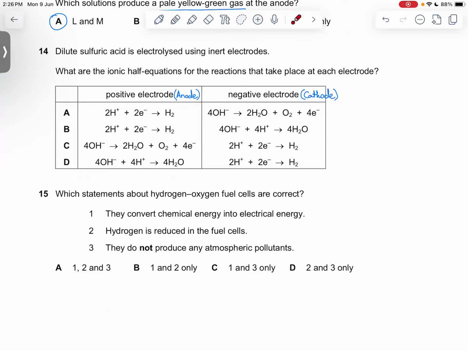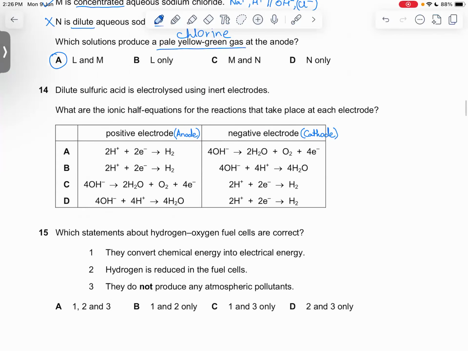Now, we're talking about dilute sulfuric acid. It does not matter whether sulfuric acid is dilute or concentrated. If we have a dilute sulfuric acid solution, the only cation is H positive, because there is no other metal ion. Sulfuric acid is H2SO4. When it is dissolved in water, it is going to produce H positive ions, OH negative ions, and sulfate ions, SO4 2 minus. So over here there is the OH minus ion, and then there is also the sulfate ion.